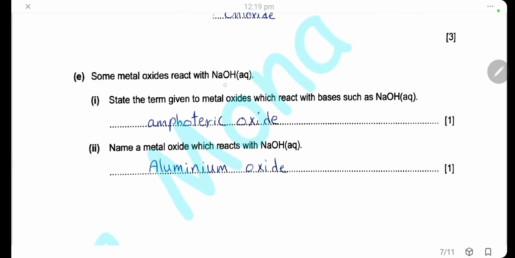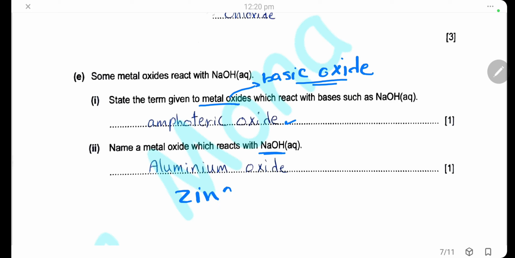Some metal oxides react with sodium hydroxide. State the term given to metal oxides which react with a base such as sodium hydroxide. Metal oxides are usually basic oxides. But when an oxide reacts with a base like sodium hydroxide, it is an amphoteric oxide. An amphoteric oxide is an oxide that can react with acids and bases. So this term is called amphoteric oxide. Name a metal oxide which can react with sodium hydroxide. We have amphoteric oxides like aluminium oxide and also zinc oxide. We can write any of them.